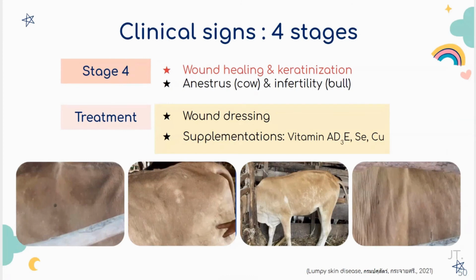And stage 4: wound healing and keratinization are present. Reproductive problems are more common in this stage. However, they can also occur in stages 2 to 4. Wound dressing and dietary supplementation are recommended.